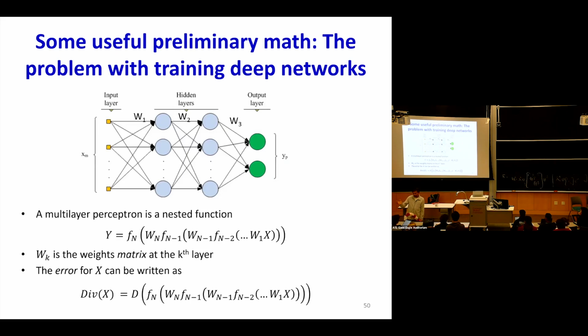Everybody agree, right? And so when I compute the divergence of the output of the network with respect to a desired output, I am computing a function of a function. So the divergence is also going to be just a giant nested function. So why is that important?